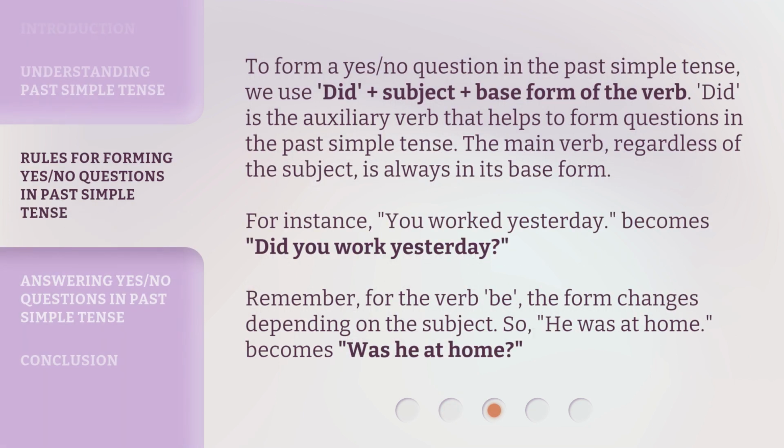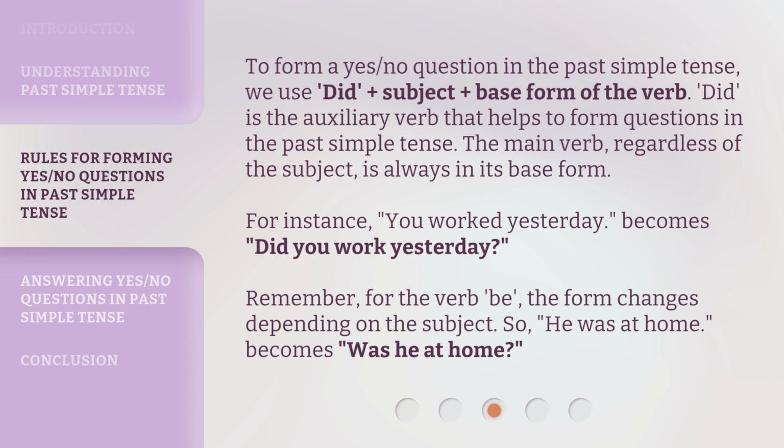To form a yes, no question in the past simple tense, we use did plus subject plus base form of the verb. Did is the auxiliary verb that helps to form questions in the past simple tense. The main verb, regardless of the subject, is always in its base form. For instance, you worked yesterday becomes, did you work yesterday?